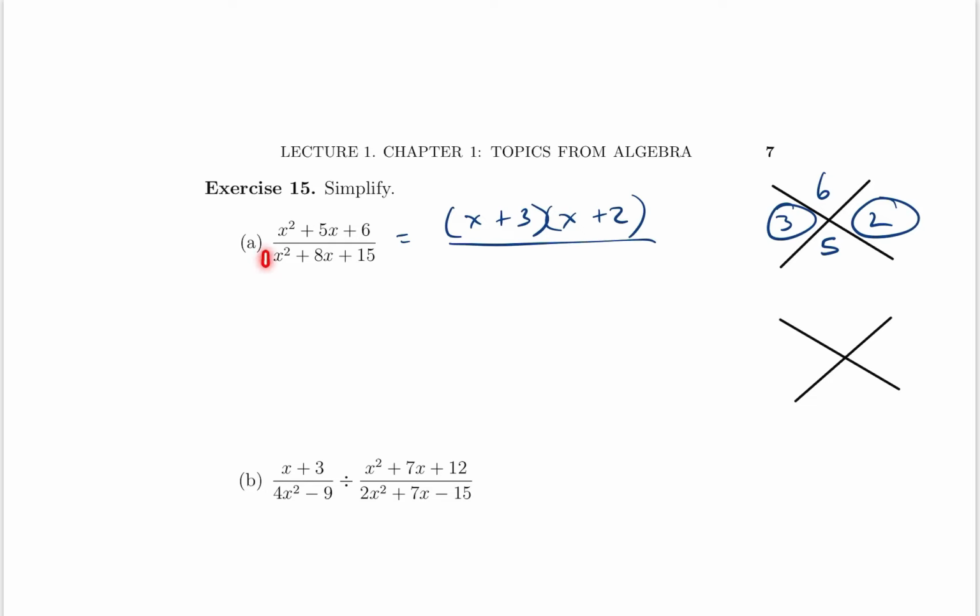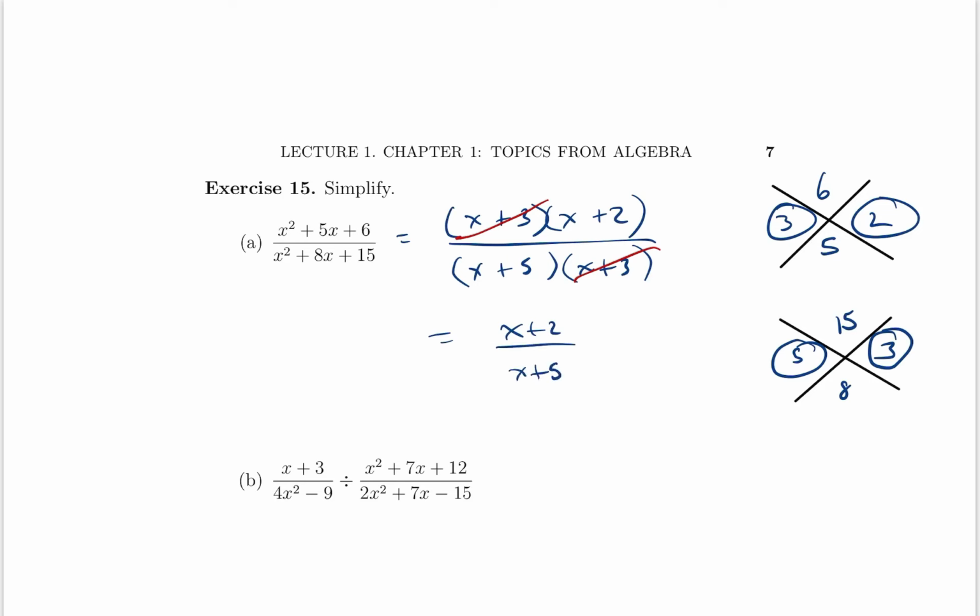Same goes with the denominator because the leading coefficient is 1. So that's going to be A times C is 15, B is 8, 5 and 3 should work. And there will always be a unique set of numbers that work. And if there's not, that means it's not factorable. So we get x plus 5, x plus 3, and there are common factors that can be simplified or canceled out, and that leaves us with x plus 2 over x plus 5 as our final answer.